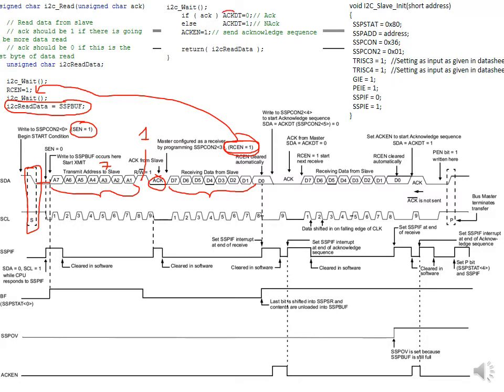And then we will give the value for the ACK data equal to 0, and then we generate this bit equal to 1. That means we will ACK from the master. Okay, ACK from the master.